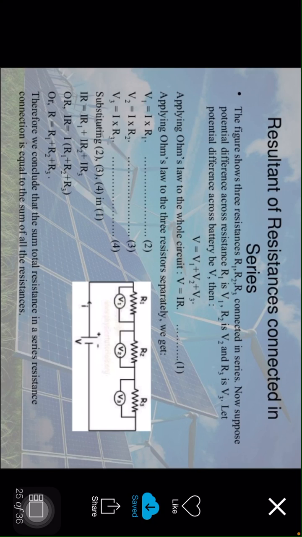So applying Ohm's law to the whole circuit, V equal to IR, equation 1. Applying Ohm's law to the three resistors separately, we get V1 equal to I into R1, V2 equal to I into R2, V3 equal to I into R3. Substituting 2, 3, 4 in equation 1, IR equal to IR1 plus IR2 plus IR3, or IR equal to, if you take I common, I times (R1 plus R2 plus R3), and I on both sides cancel, you will get R equal to R1 plus R2 plus R3.